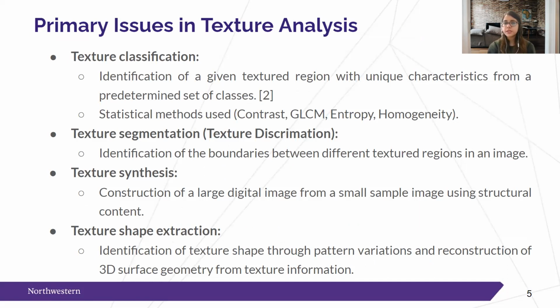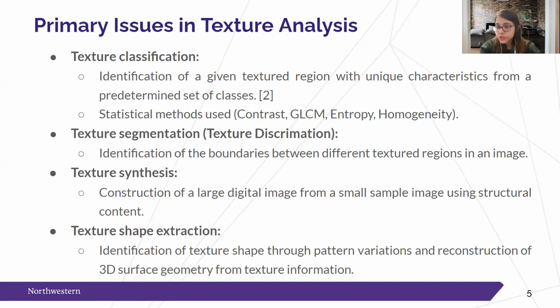In texture classification, we take a unique ROI. We detect the texture in the ROI, find out the unique characteristics and extract that. And then we classify which set of classes the texture belongs to. So we assign the textured region to a predetermined set of classes. Some statistical methods used here are contrast, entropy, and GLCM.